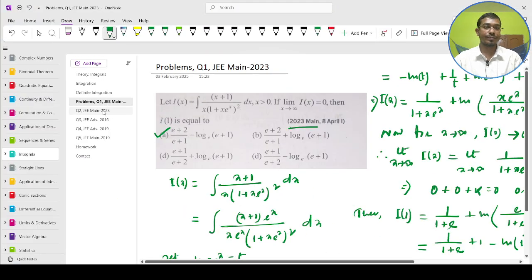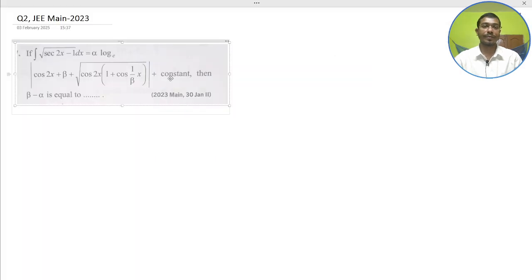Next, question number 2, another recent type of question, JEE Main 2023. If the integration of root of (sec 2x minus 1) dx equals alpha log e mod cos 2x plus beta plus root over cos 2x into (1 plus cos x) by beta plus constant, then you have to find the value of beta minus alpha. So try yourself first.